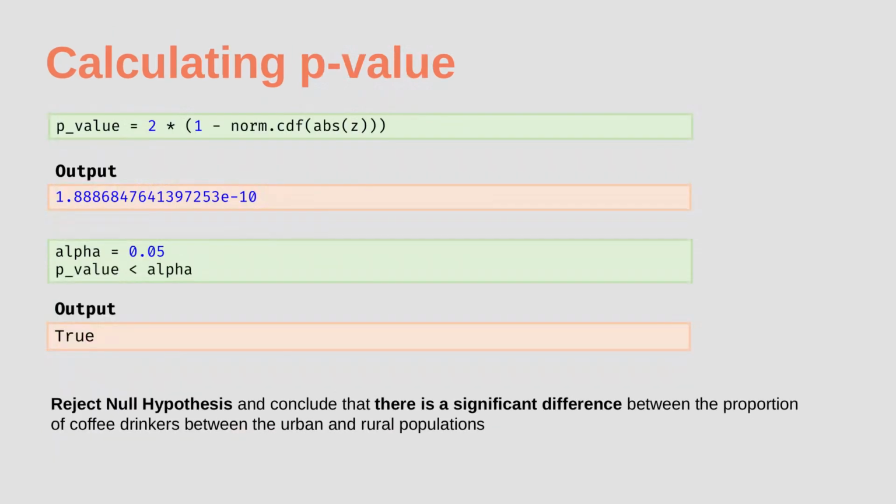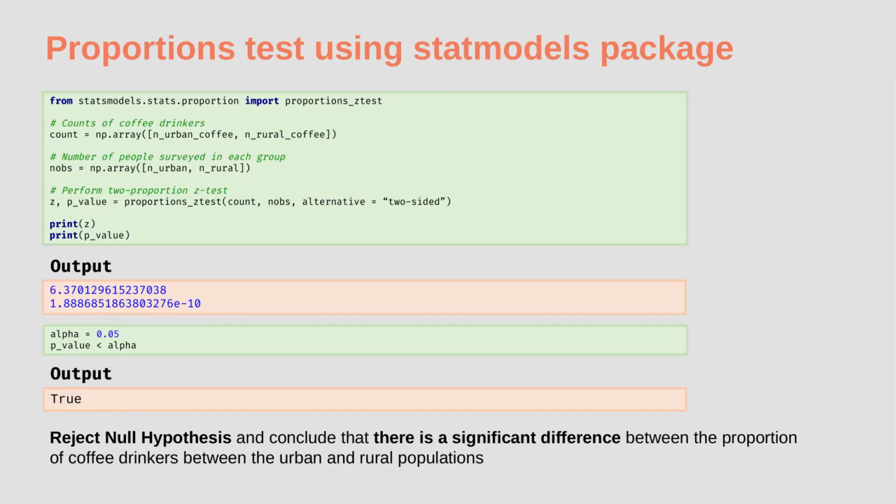Since this is a two-tailed test, we compute the p-value just as we did before. As we can see, the p-value is less than the significance level of 0.05, and as a result, we reject the null hypothesis and conclude that there's a significant difference between the proportion of coffee drinkers between the urban and rural populations. To simplify our two-sample proportion test, we can use the proportions_ztest function from the statsmodels library.